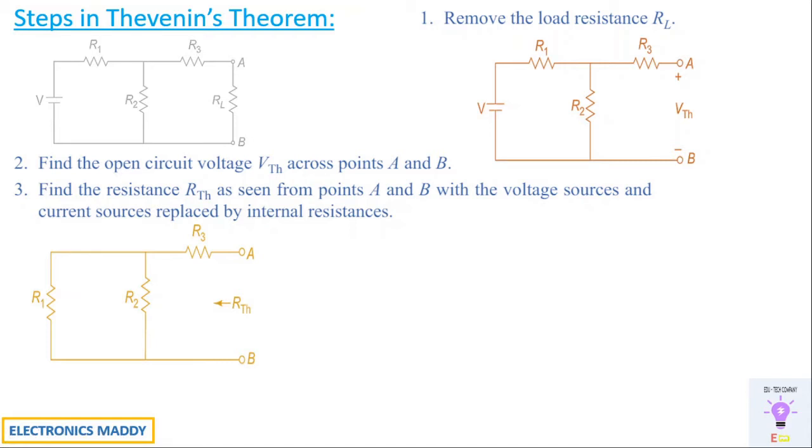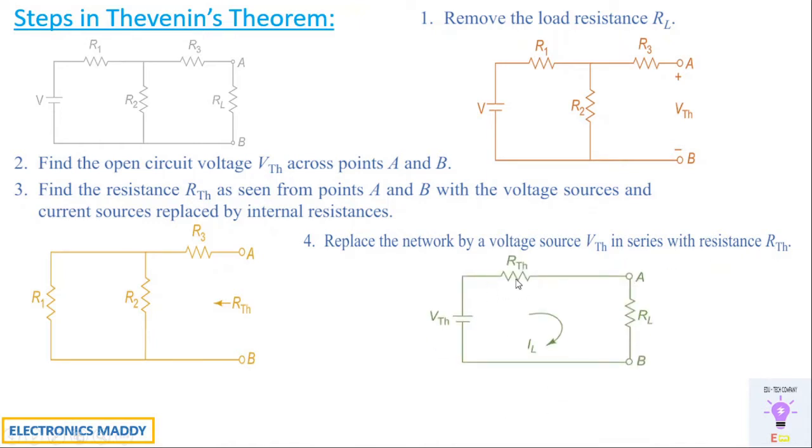Once this is done, our next step is to replace the network by a voltage source in series with a resistance RTH. So that is done, and the load is connected now. Now we'll be finding the value of current IL using Ohm's law. That is, IL is nothing but VTH divided by RTH plus RL. RTH and RL are in series, so we are adding them. So I is equal to V by R. That is the Ohm's law formula that is used over here. So we'll be able to find the current flowing through the load resistor RL.